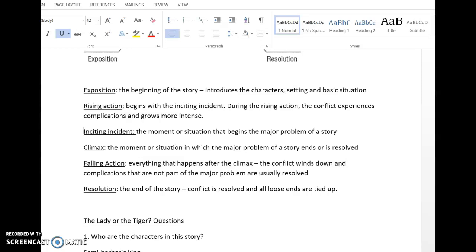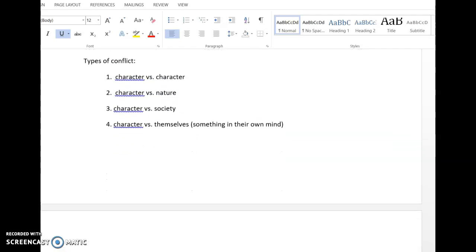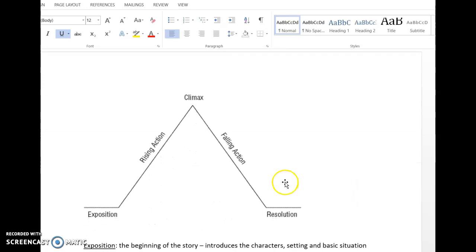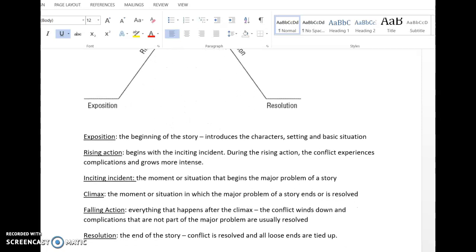Falling action is everything that happens after the climax. So in our chart, oops, a little too far there. Okay, the falling action on the chart is this side of the plot mountain on the downswing. Everything winds down. Any little complications that are not part of the major problem are usually resolved or at least talked about. And then finally, at the very end, we have the resolution, or the denouement as it's sometimes called. It's the end of the story, the conflict is resolved, all the loose ends are tied up, hopefully, and that's the end of the story.